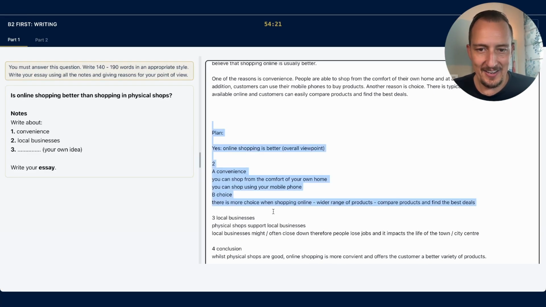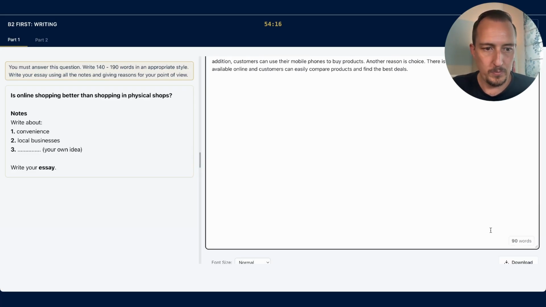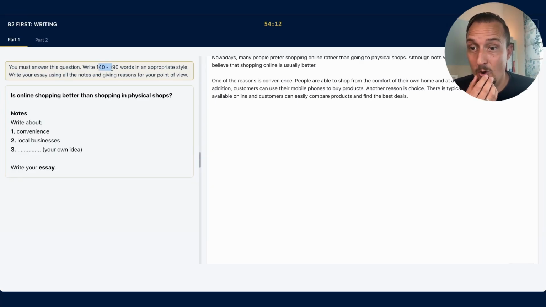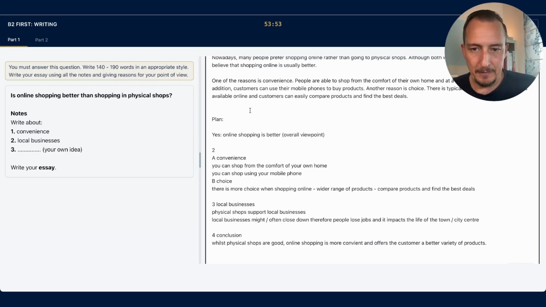Let's check in on the word count. So if I just copy this or cut this out, we are at 90 words. That's a good range. We've got 140 to 190. So remember, we've got our conclusion. We've also got our third point we're going to talk about, or third paragraph, local businesses. If we are under, we can then start to think about how we can add more information to this. Okay, so let's bring our plan back in.